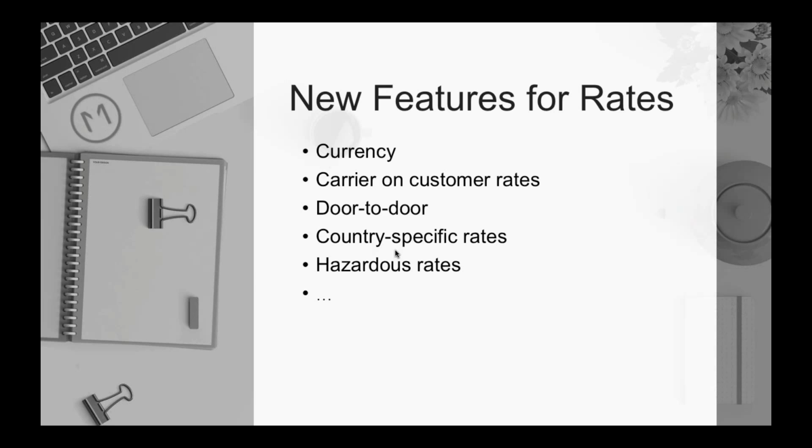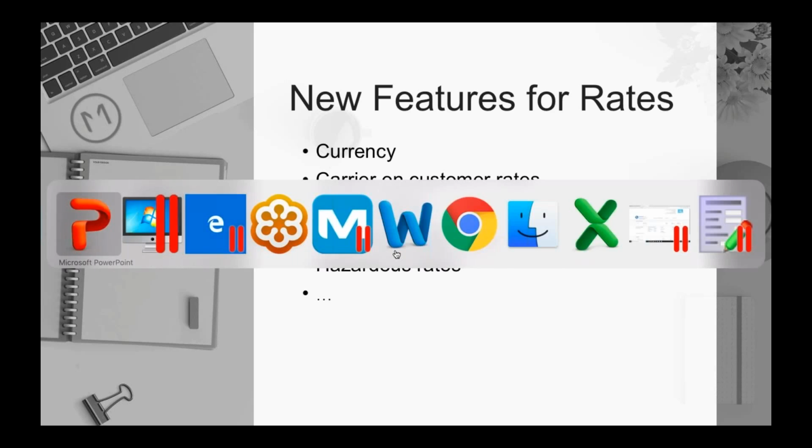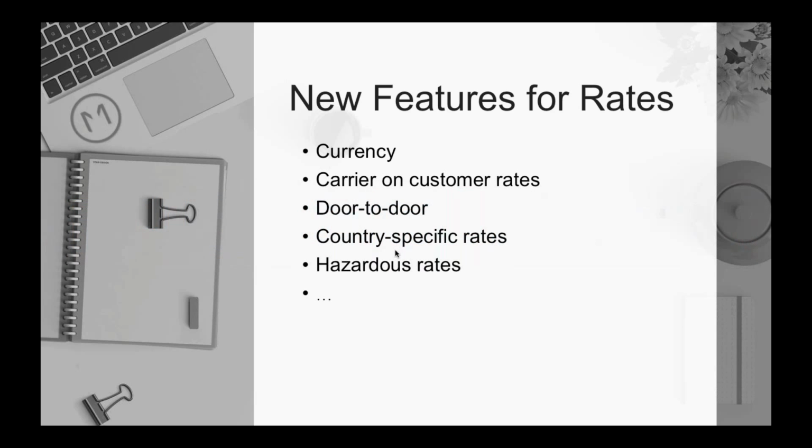Now, when it comes to the rate window itself, notice I haven't actually showed it yet. We have plenty of new features on the actual rate record that enable all of this. Okay, so we've added a currency. That's been a very requested feature. You can now have rate tables in multiple currencies. We have added a carrier on the customer rates. Before it was impossible. We've added different service levels, door to door, port to port, and all the possible combinations on one single rate.